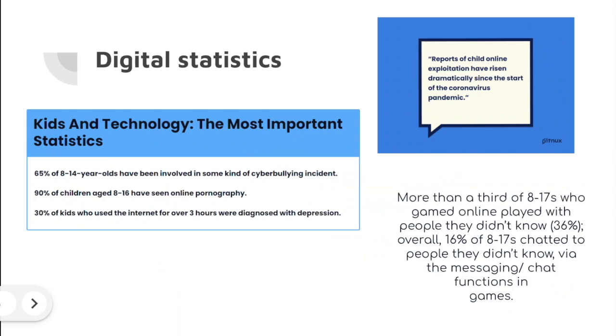But with digital, like any tool, there are risks. For example, if we look at these statistics for the most important statistics for kids in technology, 65% of 8 to 14-year-olds have been involved in some sort of cyberbullying incident. 90% of children aged 8 to 16 have seen online pornography. And 30% of kids who have used the internet for over 3 hours were diagnosed with depression. Reports of child exploitation have risen dramatically since the start of the coronavirus pandemic, and that is continuing to grow.